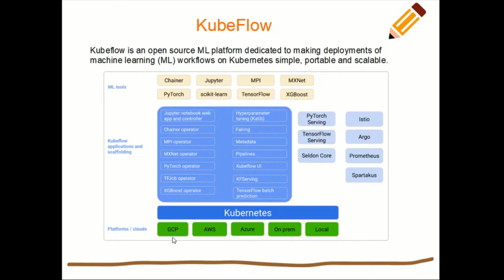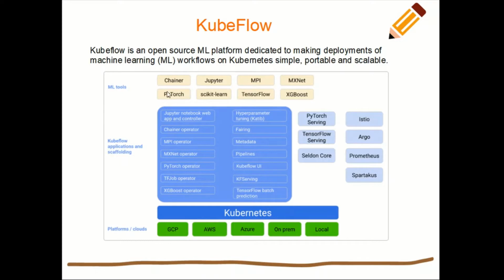Now, the good thing is it also provides out-of-the-box interfaces with GCP, AWS, Azure, or you can deploy it on-prem or local. That means if we have some of the models we can run on GCP, some on AWS, or if you want to change from GCP to AWS or AWS to GCP, we can do it easily if we are using KubeFlow.